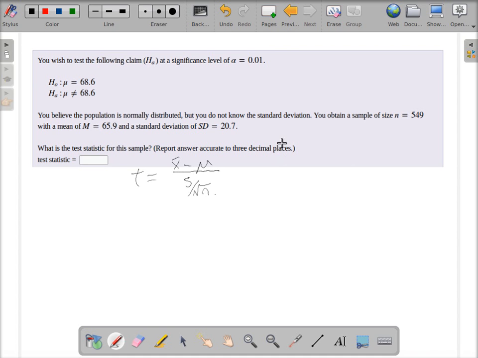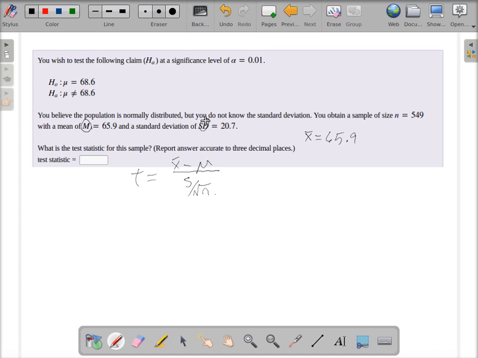So the first thing we want to do is figure out which of all these things correspond to what in our problem. So let's start by looking at x bar, our sample mean. First of all, we have to figure out what our sample is, and it says right here we obtain a sample of size n with a mean m equals 65.9. So really, our m here is our x bar. That is our sample mean.